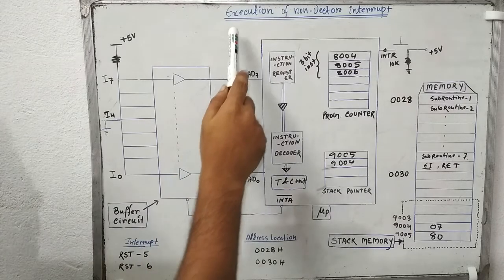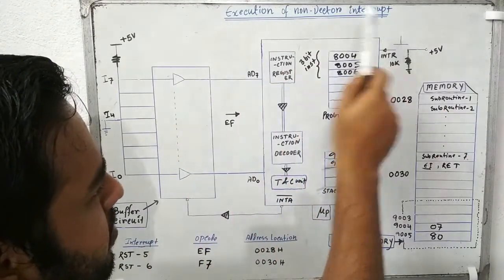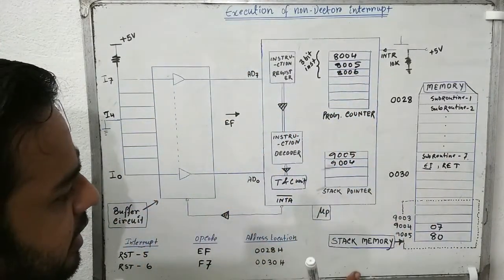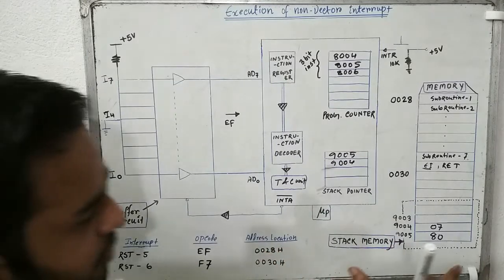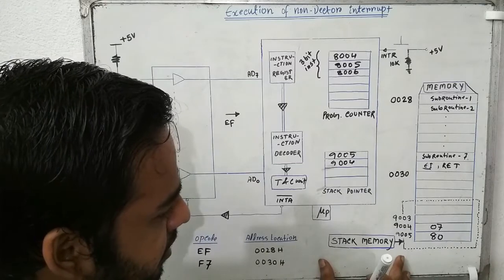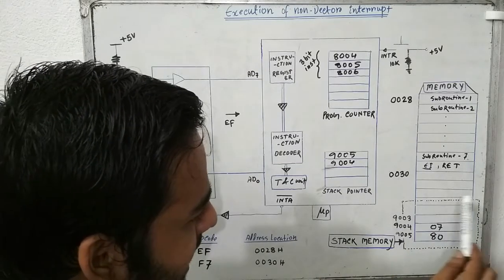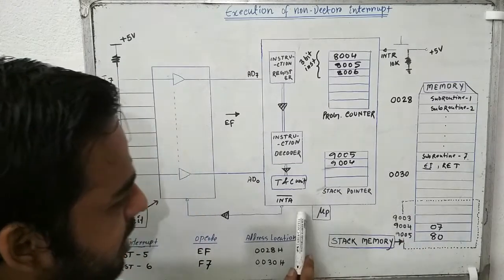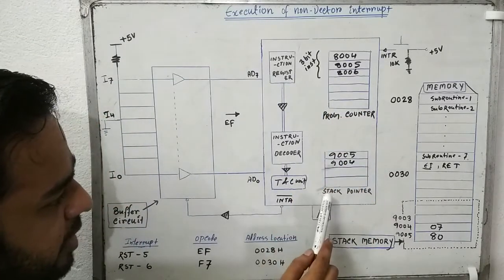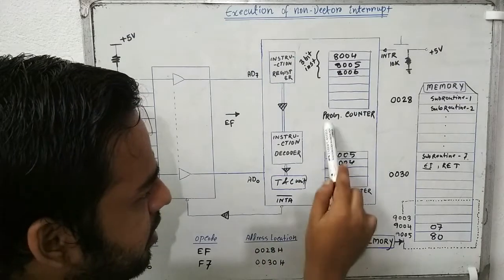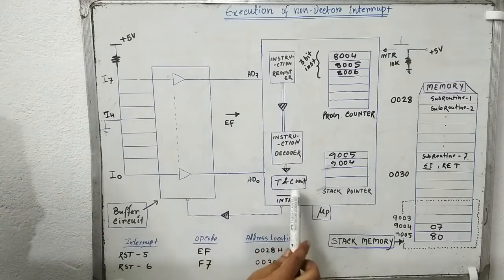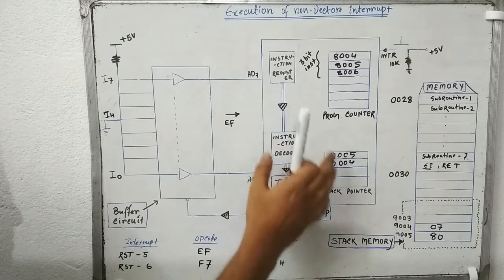Now I am going to discuss the execution of non-vector interrupt here. So that's why I have depicted all the block diagram related to this discussion that you can see over here. This is a memory, this is a main memory, and I have also segregated the part of stack memory here by this black dotted line. This is a microprocessor, and I have also marked some important parts of the microprocessor like the stack pointer, program counter, instruction register, instruction decoder, timing and control unit, as you can see over here.